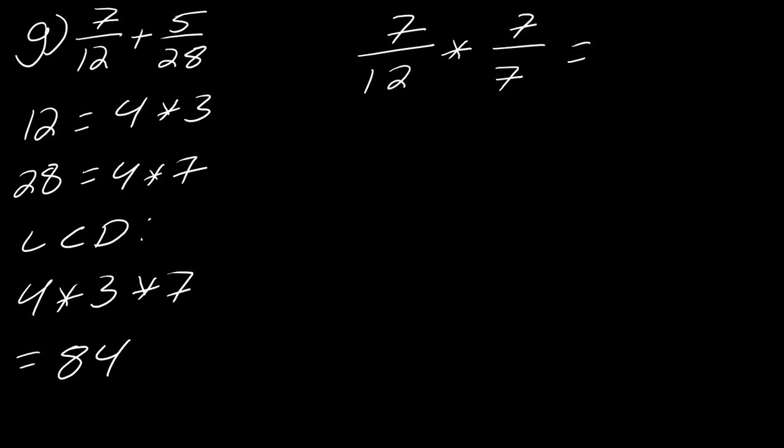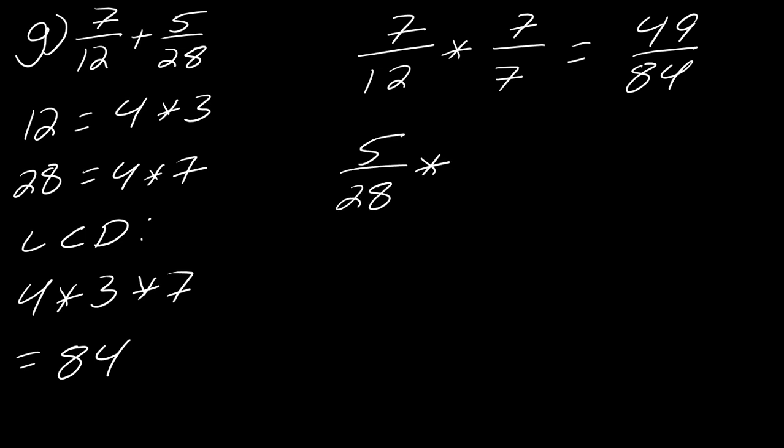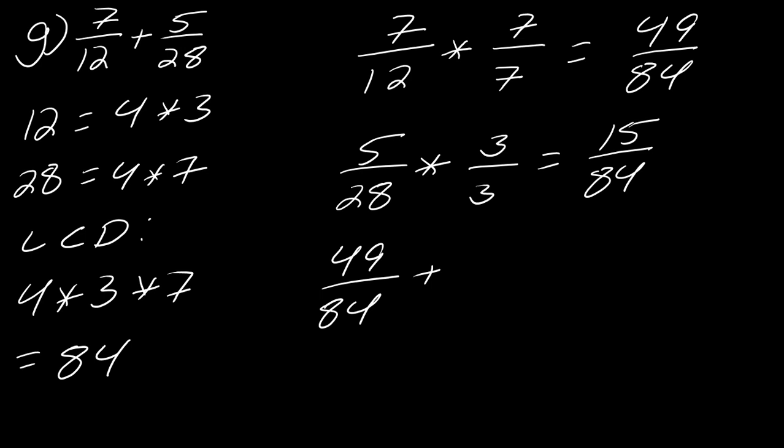Now if I multiply these together, 7 times 7 is 49, 12 times 7 is 84, so we're all good there. And then for 5 over 28, what do I multiply 28 by to get 84? Remember, 28 is 4 times 7, my LCD is 4 times 3 times 7, so it's the 3 that we need here. So I need to multiply the top and bottom by 3. 5 times 3 is 15, 28 times 3 is 84. So I've got 49 over 84 plus 15 over 84. That will equal 64 over 84.